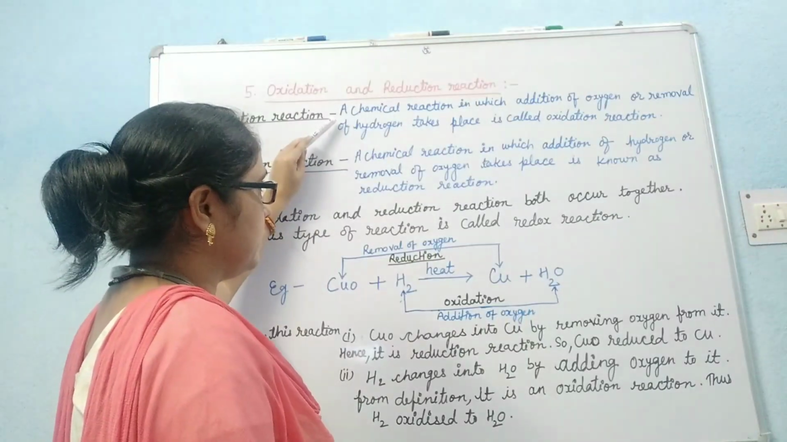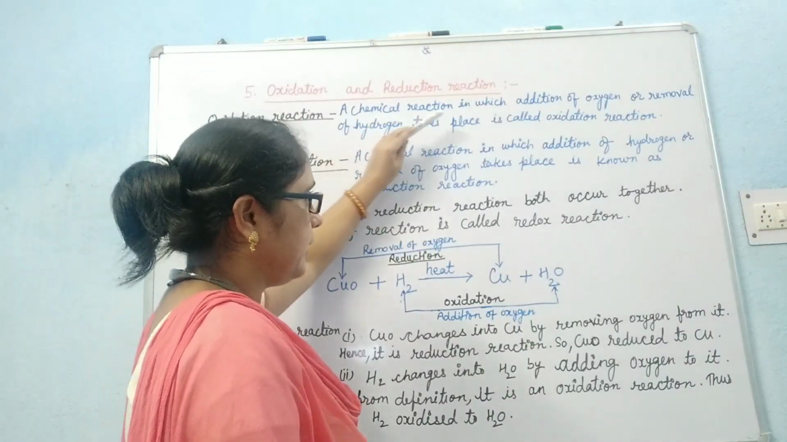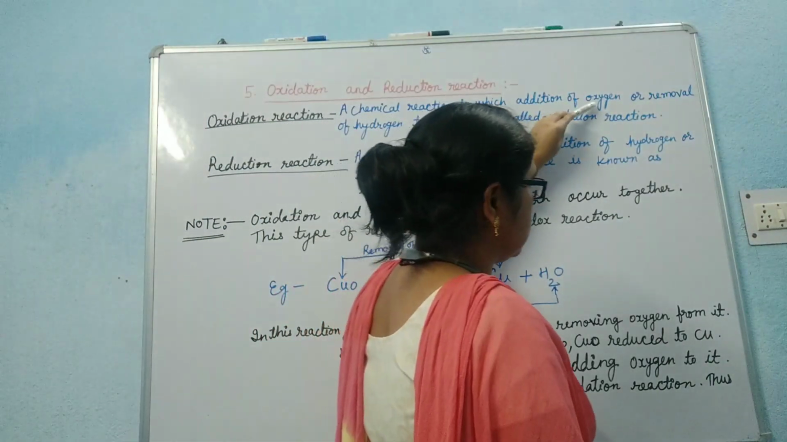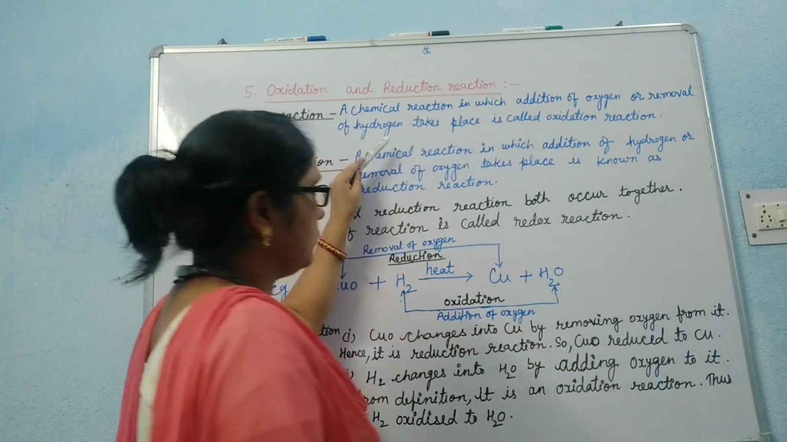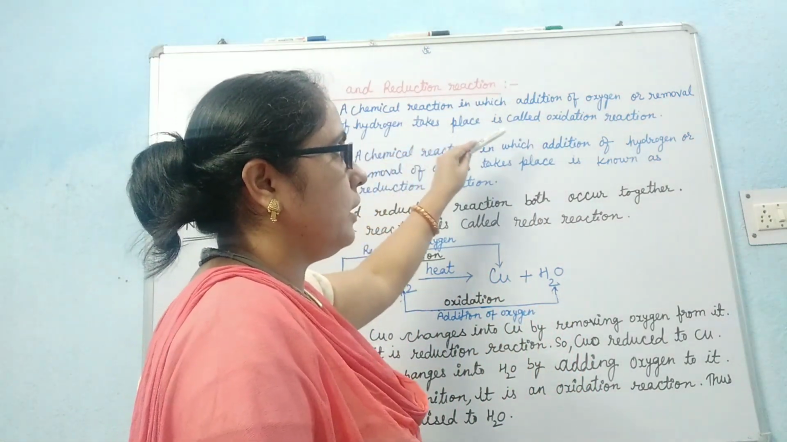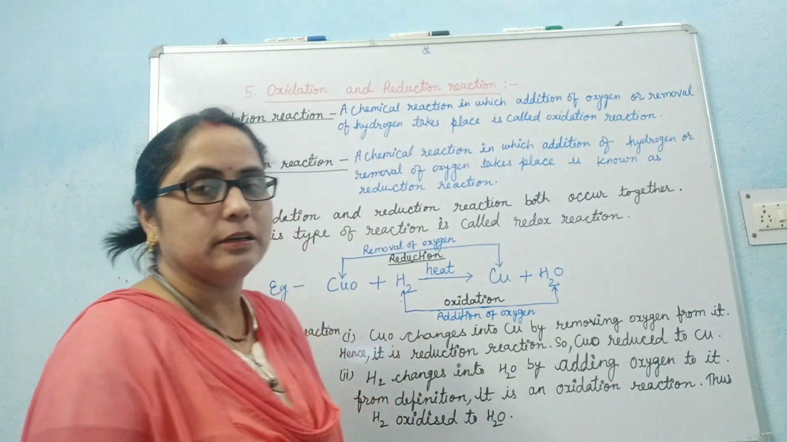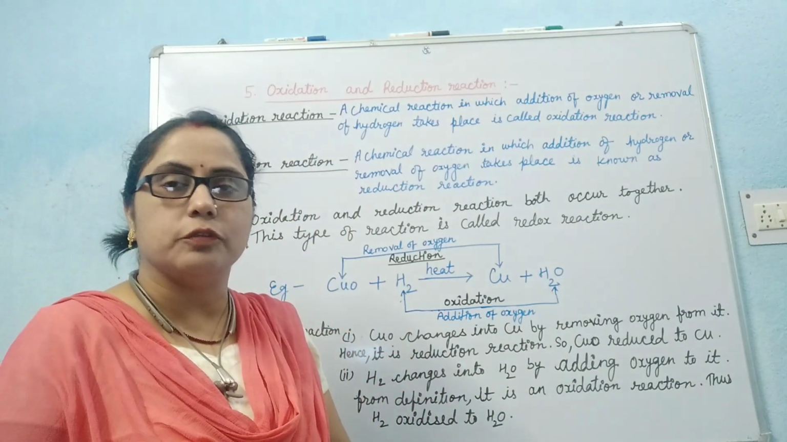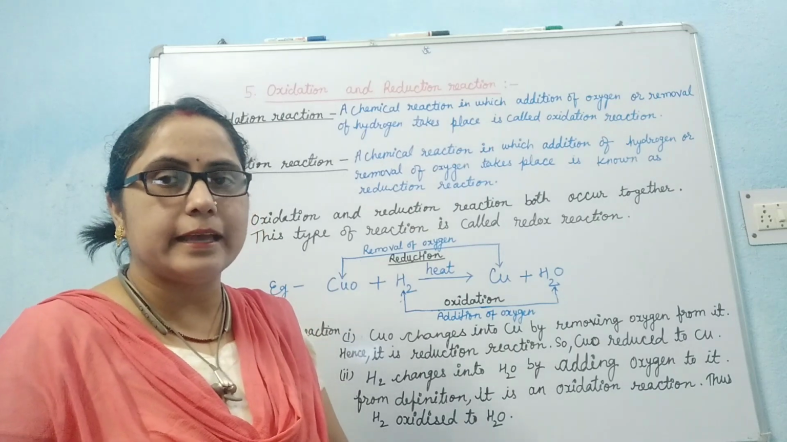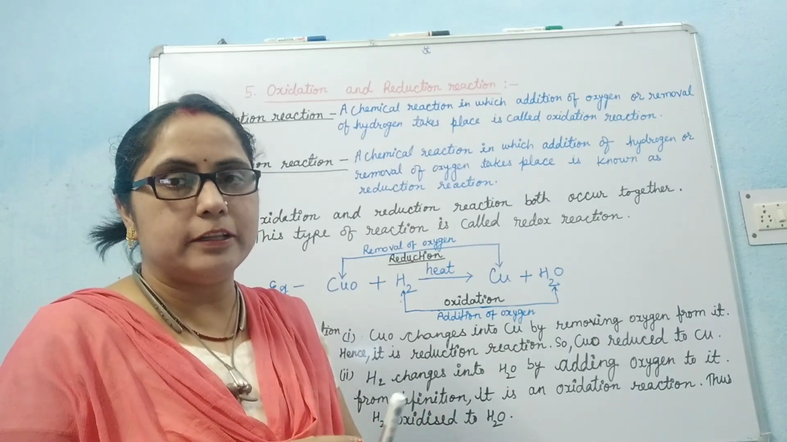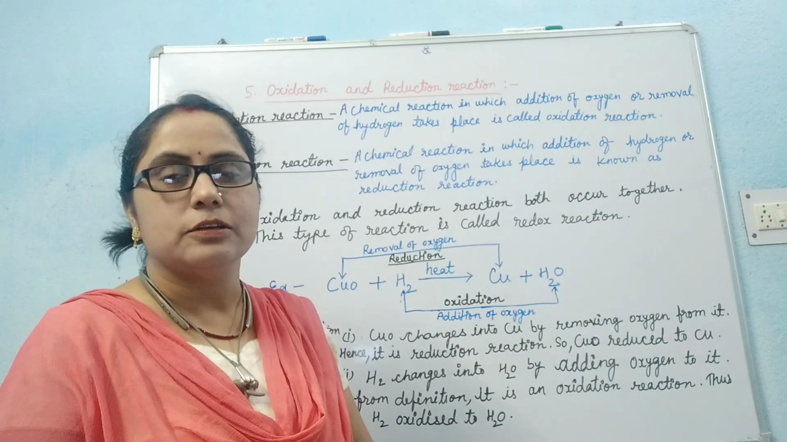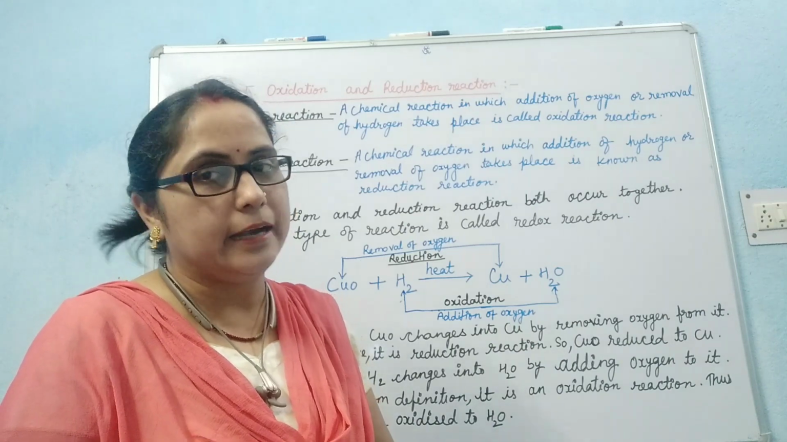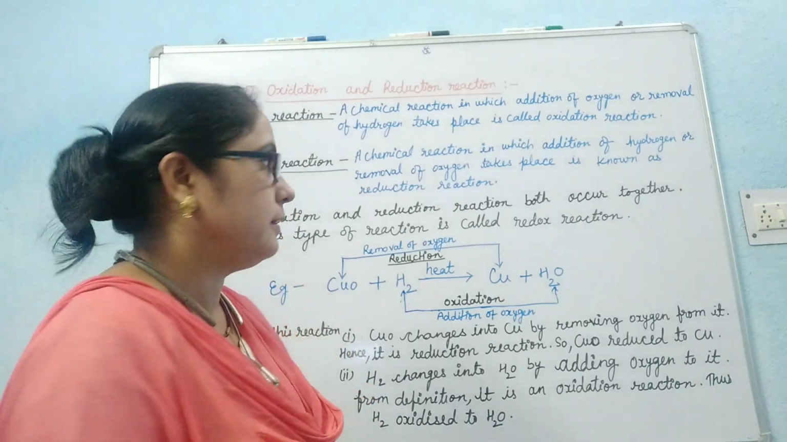Oxidation reaction, students: a chemical reaction in which addition of oxygen or removal of hydrogen takes place is called oxidation reaction. For example, when copper reacts with oxygen to form copper oxide. In this case, copper combined with oxygen to form copper oxide. So it is addition of oxygen and is called oxidation reaction.